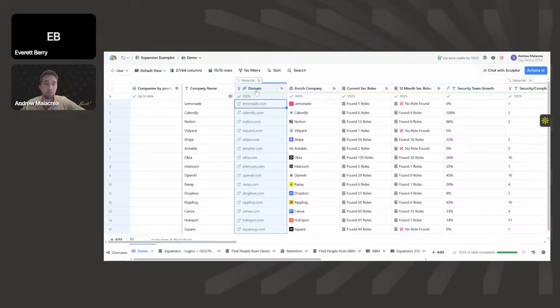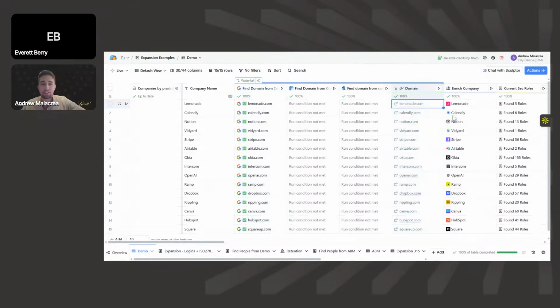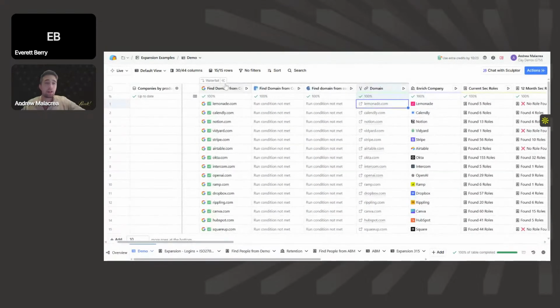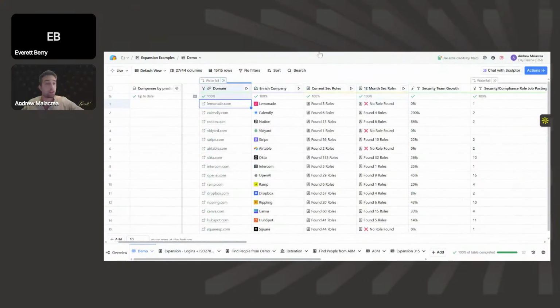We get that domain. This is an example of a waterfall that Everett was mentioning, using several providers. And then we validate that domain, often using AI, to make sure it's still active and it's correct.